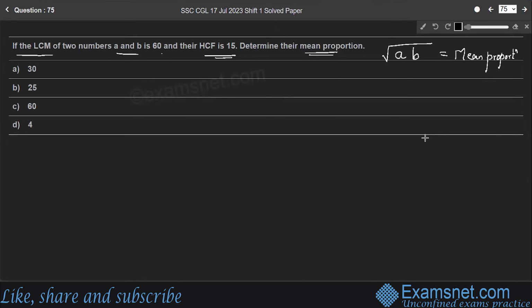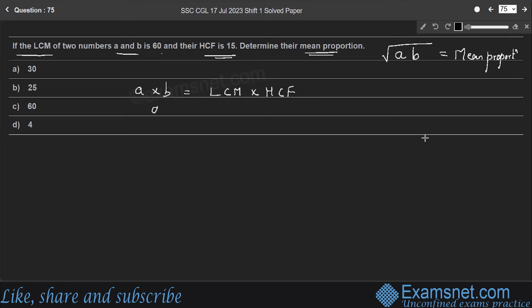Here LCM and HCF are given. So here we know that LCM into HCF is the product of the numbers. So here A and B are given numbers. The product of A and B is equal to the product of their LCM and HCF. This is the general formula. A into B is equal to LCM into their HCF.